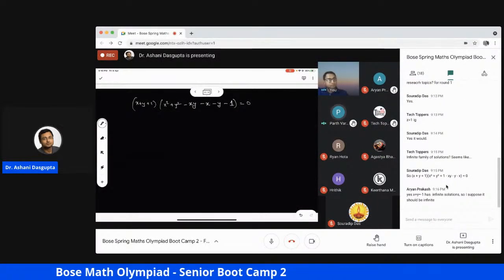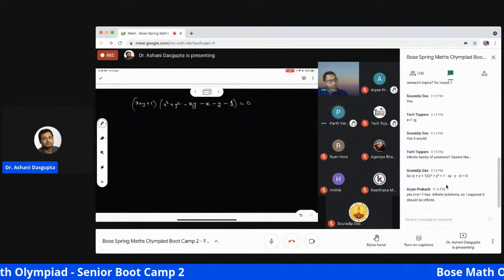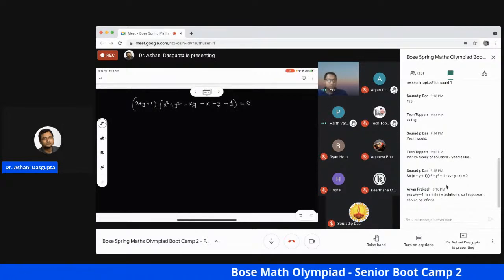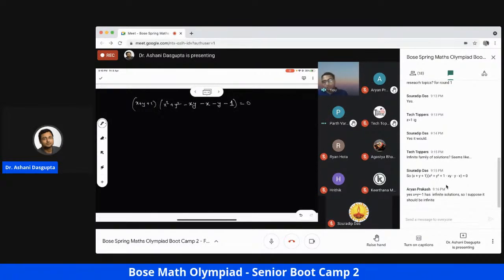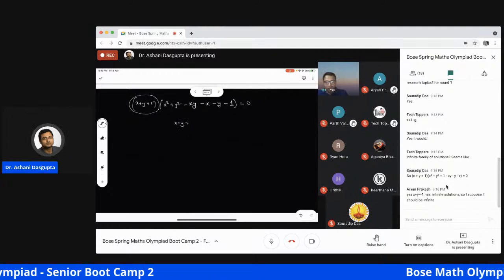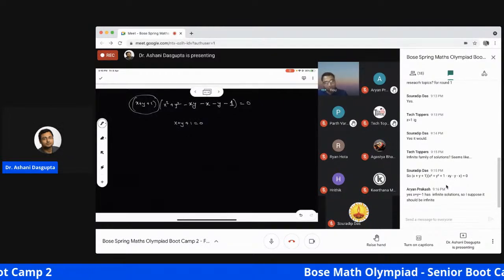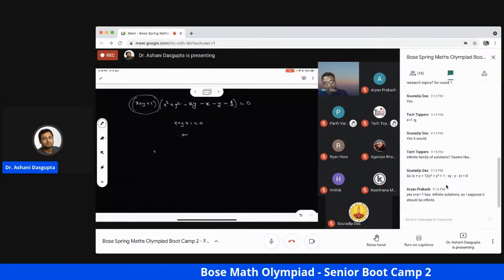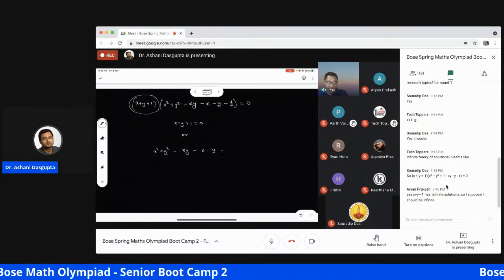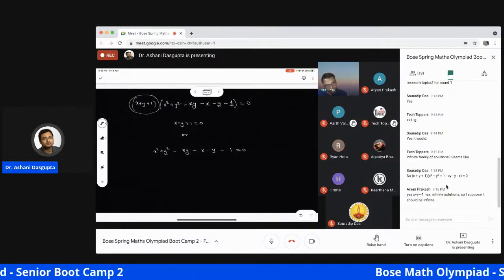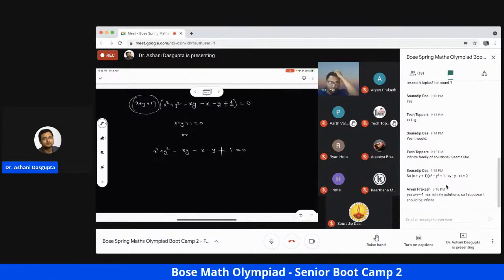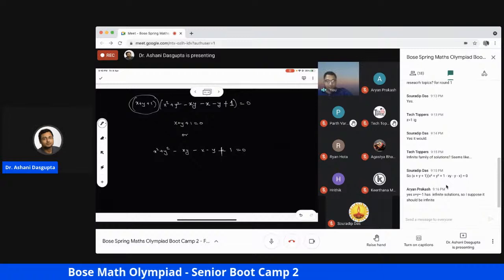So the second equation is true only when x is equal to y is equal to 1. So, sorry, the second bracket is 0 only when x is 5. Okay, so what do we have? Either x plus y plus 1 is 0, or x square plus y square minus xy minus x minus y minus 1 is 0. Oh, sorry. Is it a plus 1? Plus 1. Yeah, plus 1 is 0.